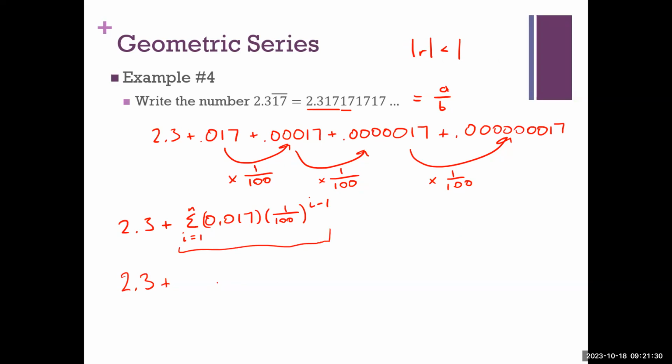So how do I find that sum? The infinite sum of a geometric series is what? First term divided by 1 minus the common ratio. So the first term is 0.017 over 1 minus 1 over 100. So I've got 2.3 plus 0.017 over, and I've got decimals mixed in with fractions here, so we're going to have to start changing some of our definitions.